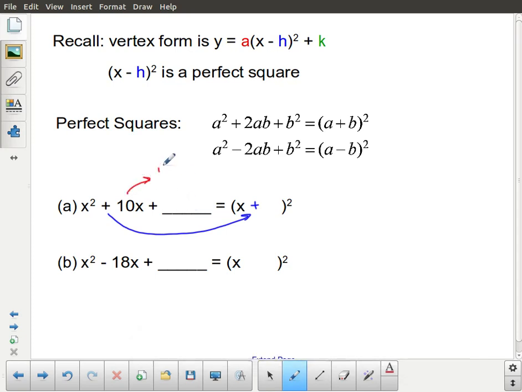So what we actually want to do is take that value and divide it by 2. You can see here that it's twice as big as it needs to be. So 10 divided by 2 is equal to 5. And so this value is going to be 5 squared, which takes us here to 25. This value of 5 is what goes here. X plus 5 all squared is x squared plus 10x plus 25.